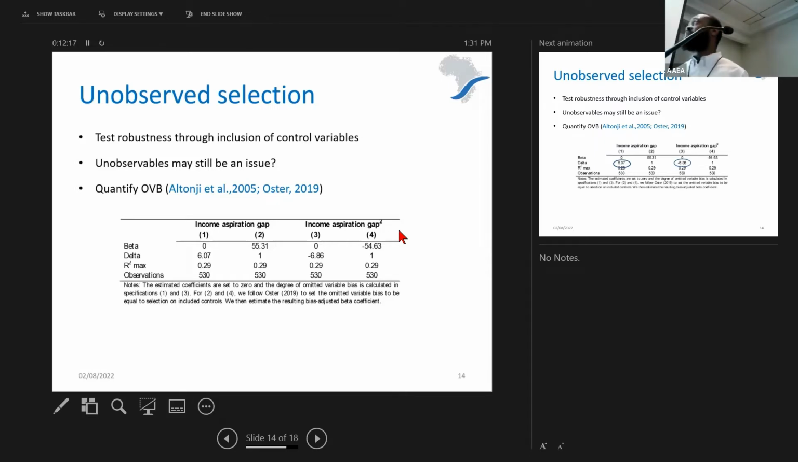But also when we look at the delta values, which tell us how large unobserved heterogeneity has to be relative to observed heterogeneity to bias our results, we see that it has to be like 6 times to be able to bias our results. And with this, it gives us more confidence that omitted variable bias is not biasing our results.